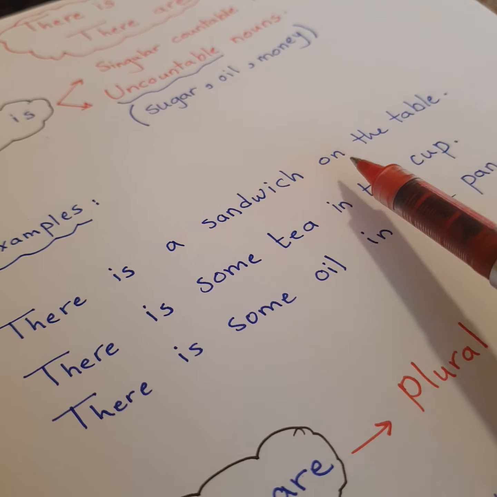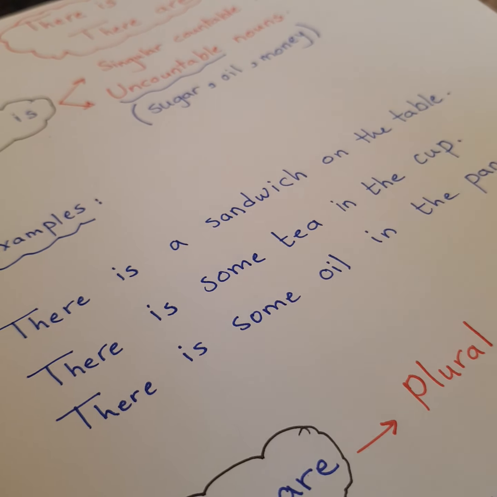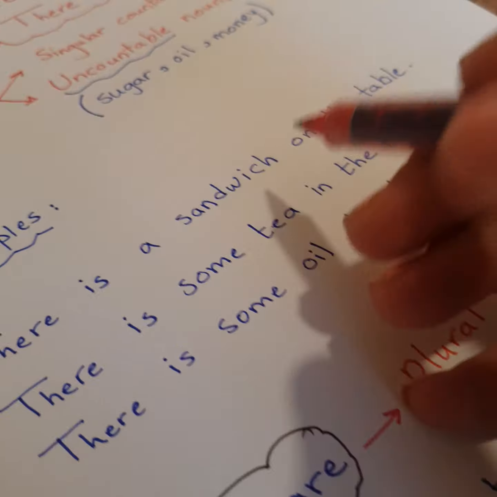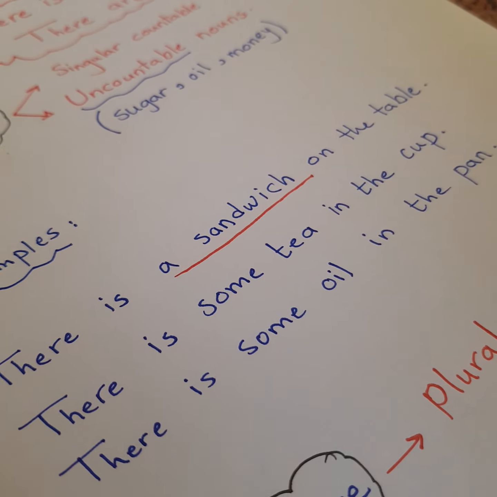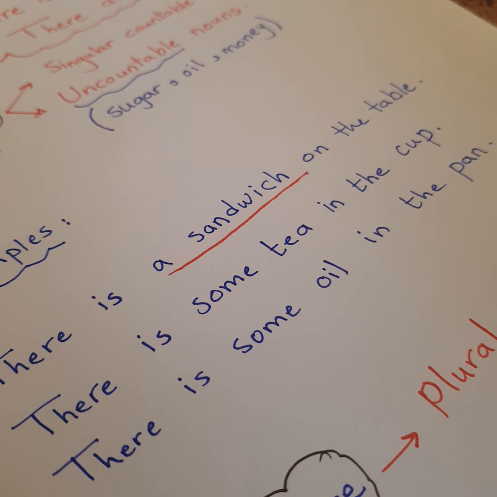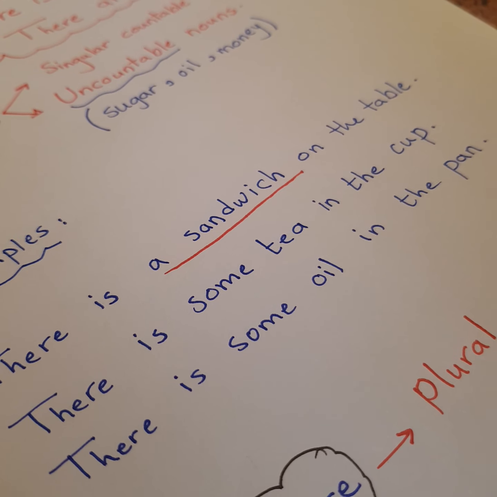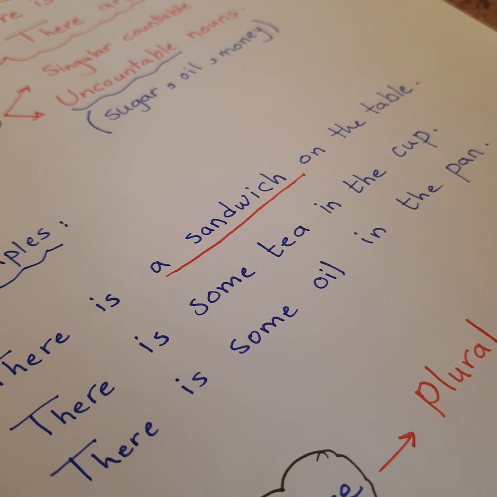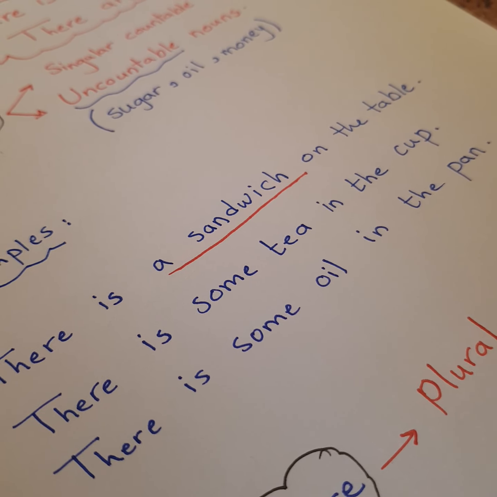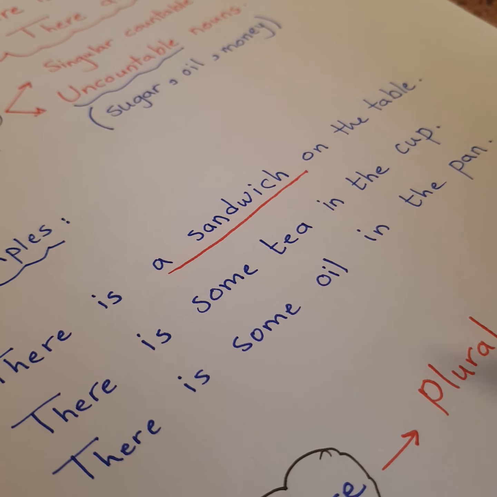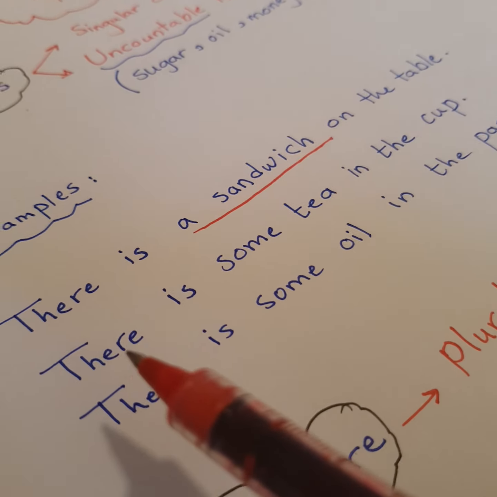There is a sandwich on the table. استخدمنا there is why because we have a sandwich. وساندويتش هون إيش؟ Countable or uncountable? Yes, it is singular countable. sandwich اللي هي إيش؟ مفرد معدود بنقدر نعده 1 sandwich, 2 sandwiches, 3 sandwiches. Let's see the second example.